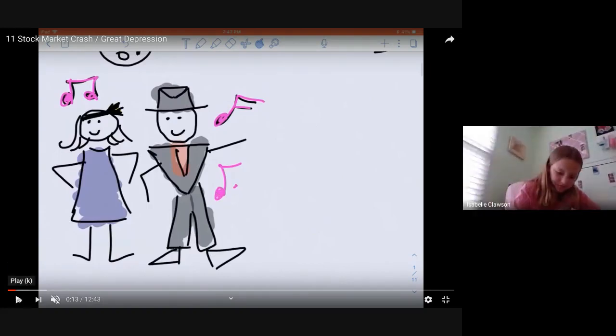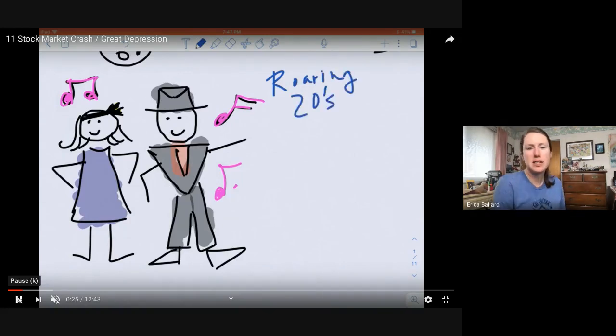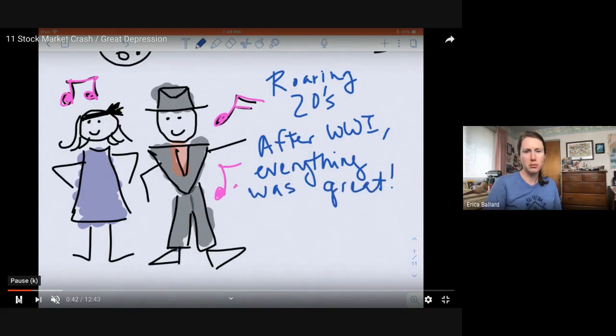Okay, so we start in the Roaring 20s. And the Roaring 20s we talked about was a really exciting time. We did our Roaring 20s the last day. Everybody had lots of money. Everybody was partying. It was a great time. So our first step is the Roaring 20s were after World War I, and everything was great. So that should be your first step that you write down.